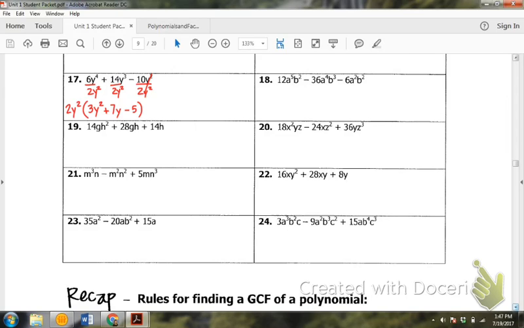It'd be easier if you just put that before you put the other stuff. It would be. Yep. I always do, so you don't forget it. Excellent. Let's try number 19.